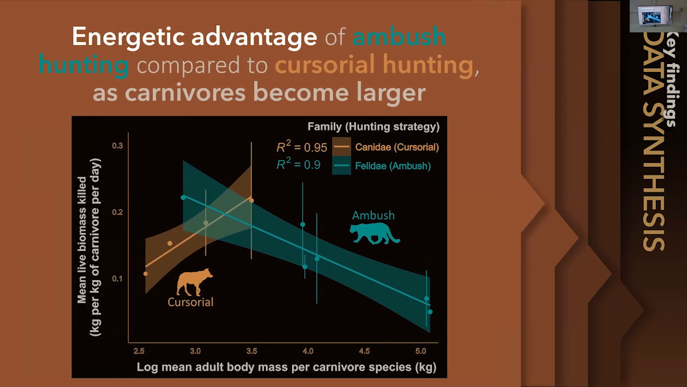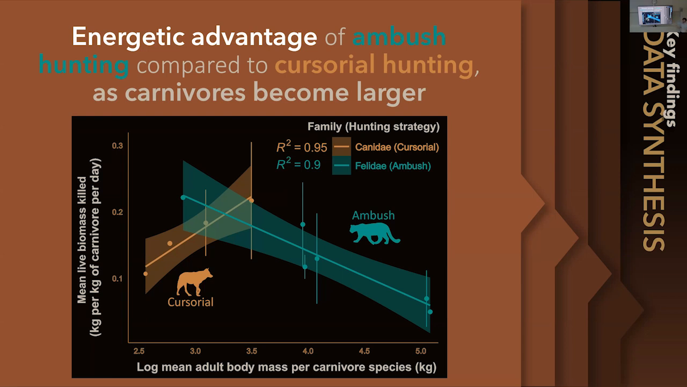And I think maybe the most interesting finding from the synthesis was the potential energetic advantage of ambush hunting compared to cursorial hunting as carnivores become larger. So again, we've got adult body mass on the x-axis, and a body mass standardized kill rate on the y-axis. Each of those dots represents the average kill rate for different species of carnivores. You can see there's a positive trend line for the cursorial hunters. So they need to kill more relative to their body mass as they get heavier.